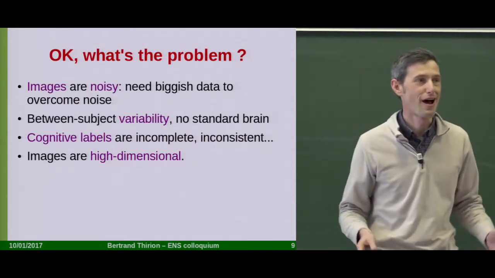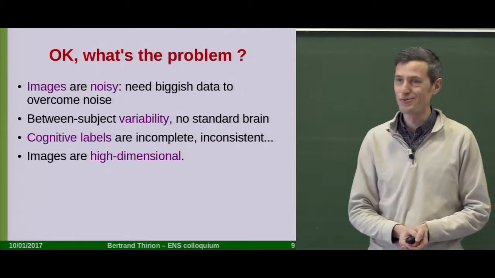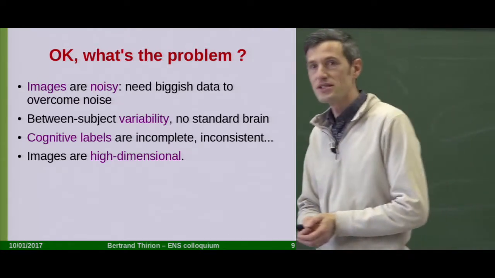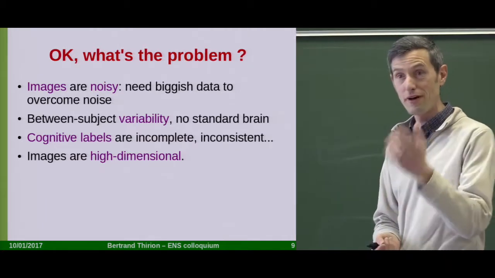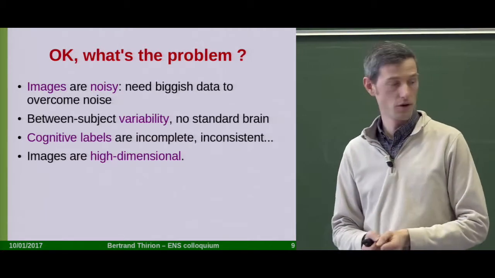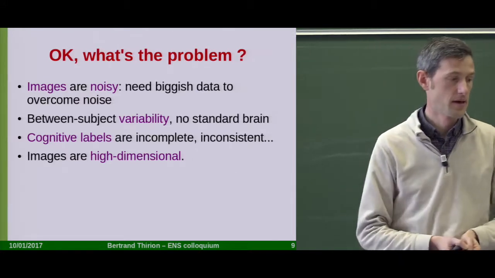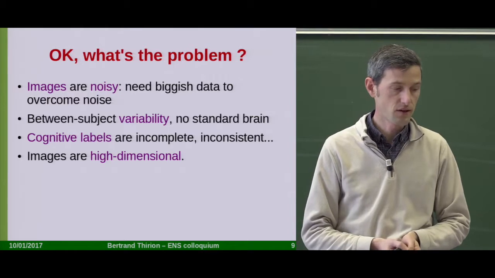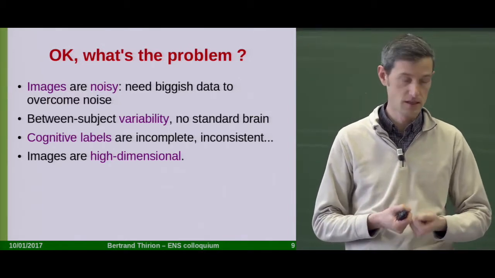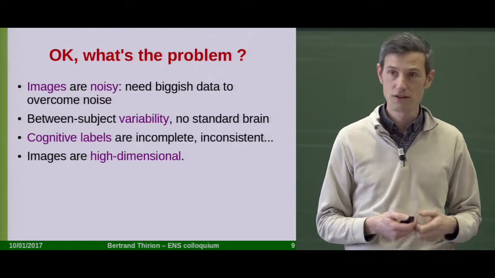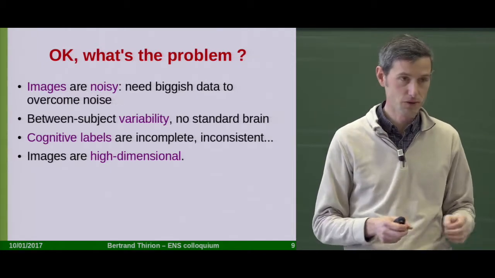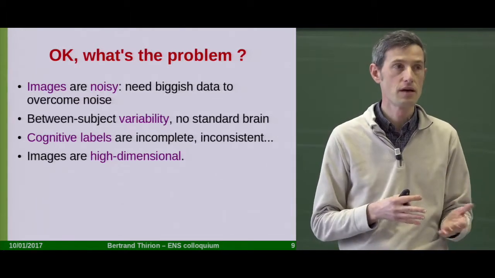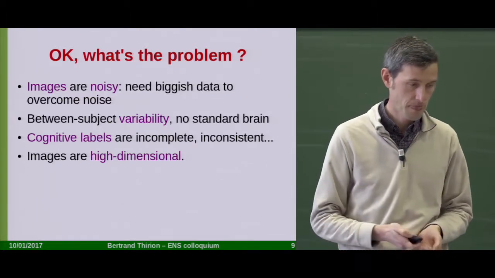Okay, so far I've described the field. Now let's go to the problems. Of course, the first problem is that the images are noisy because we never have enough trials, we never have enough observations to have a high enough SNR. The second one is specific to the human brain, I think, is that there's a very impressive variability in the structure of the brain. There's not even a real standard brain. We don't have a standard shape to represent brains. We can only approximately match brains to templates.